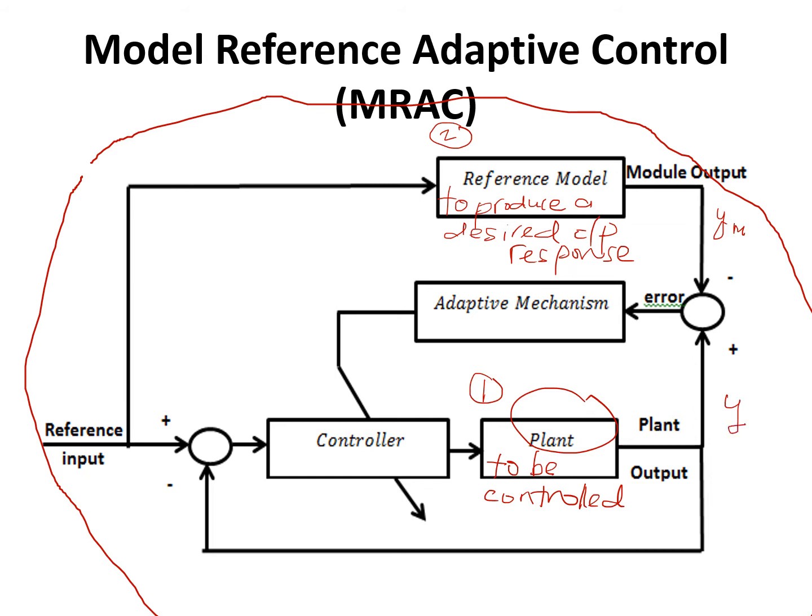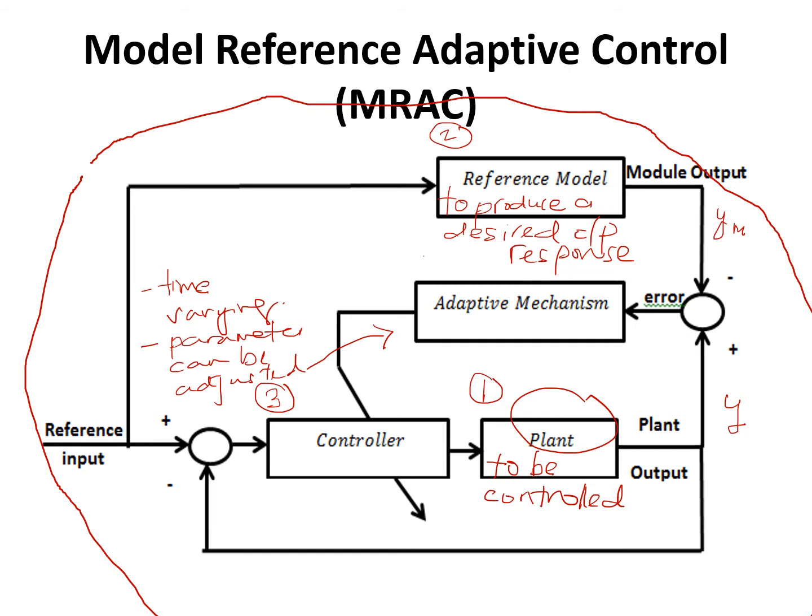Number 3 is the controller, where the controller is time varying, and the parameter of the controller can be adjusted by using the adaptive mechanism.